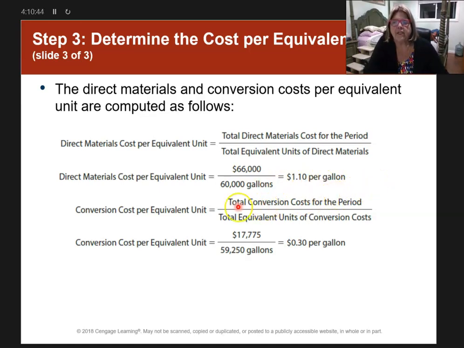And for the conversion, I take my total conversion cost of 17,775 divided by my EUP in gallons, and there's my conversion cost. So step number 3, probably 3 and 4 are probably the easiest steps in here. 1 and 2 are the more difficult. Okay, this ends video number 5, which covers step 3, cost per EUP.